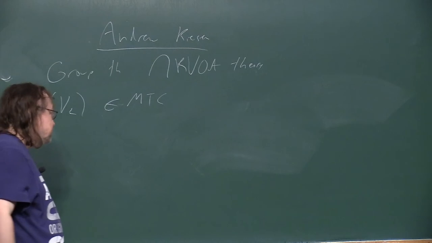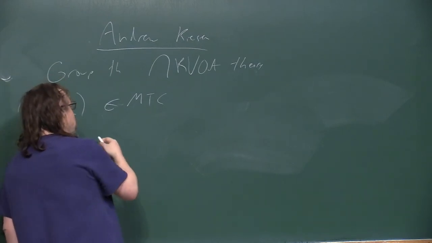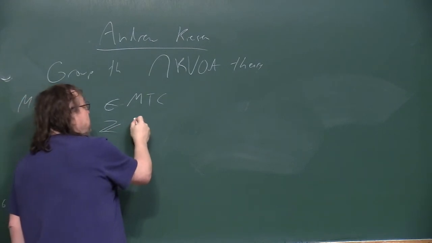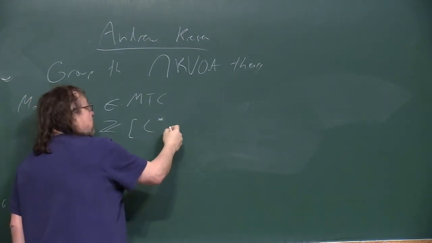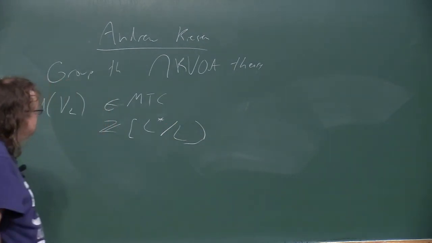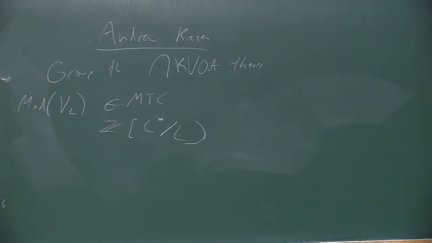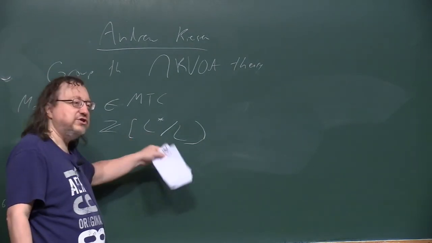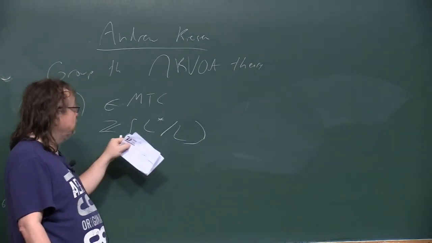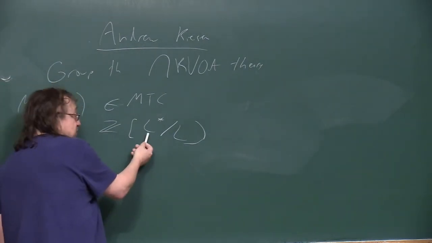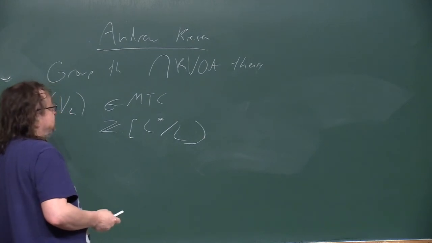And the fusion ring is just the group algebra. So the fusion ring is going to be the group algebra of the dual of the lattice quotient by your lattice. Your lattice here is an even positive definite lattice, so it contains its dual, or its dual contains it. You do this quotient, it's a finite abelian group, and the fusion rules are given by this. The simple objects are in natural bijection with these cosets.